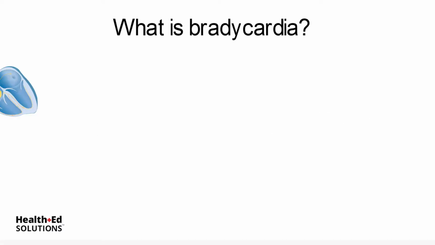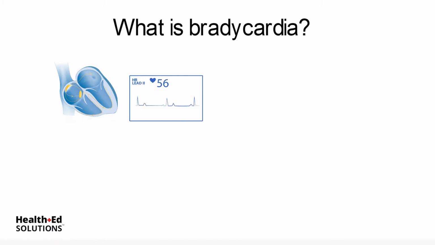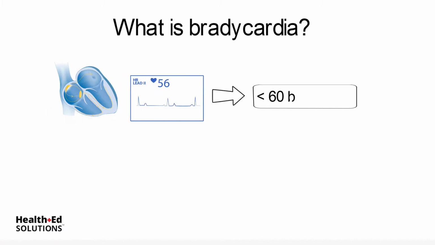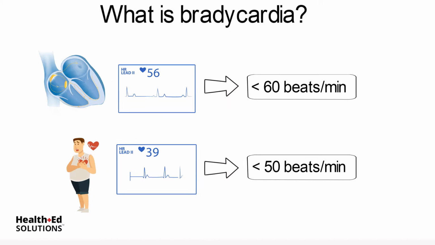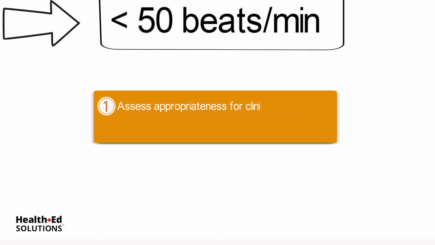Bradyarrhythmias. What is bradycardia? A bradyarrhythmia is a medical condition in which a patient presents with a heart rate of less than 60 beats per minute. Symptoms from this condition do not usually present until the heart rate is less than 50 beats per minute. Refer to box 1 of the adult bradycardia with a pulse algorithm.